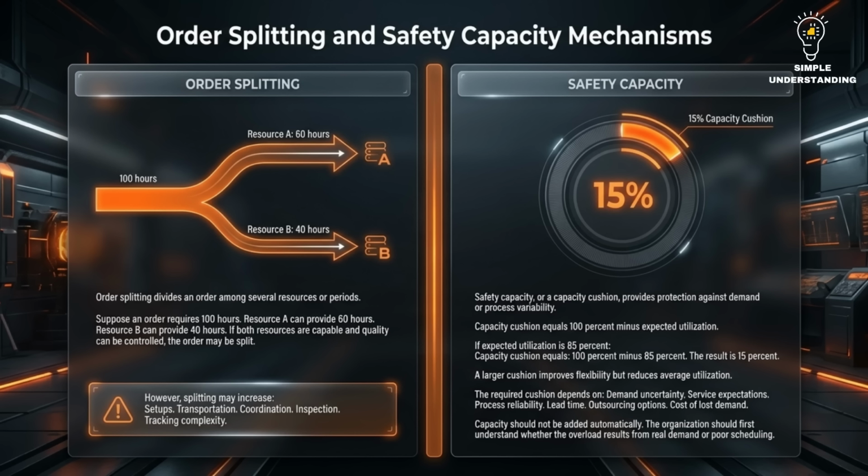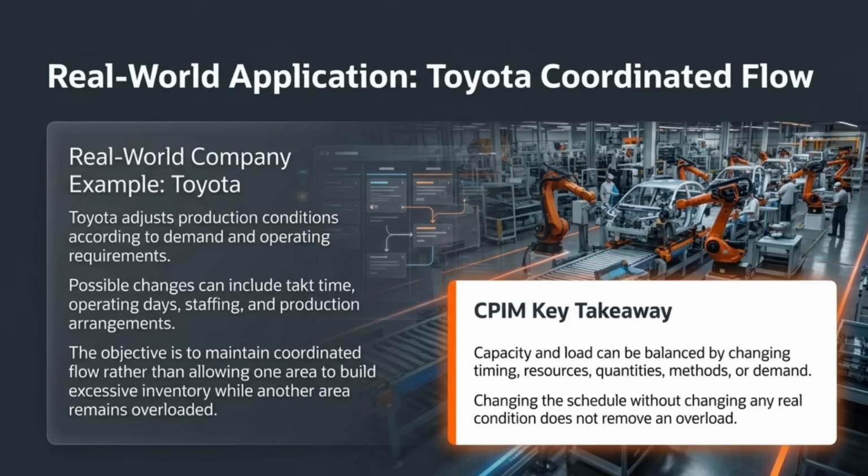Capacity should not be added automatically. The organization should first understand whether the overload results from real demand or poor scheduling. Real-world company example: Toyota. Toyota adjusts production conditions according to demand and operating requirements. Possible changes can include takt time, operating days, staffing, and production arrangements.